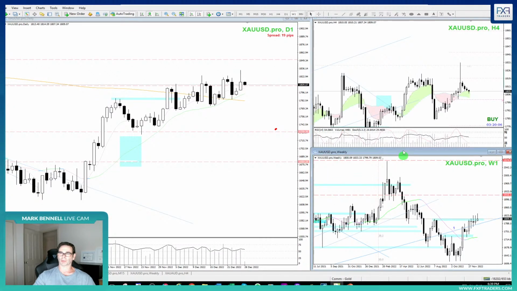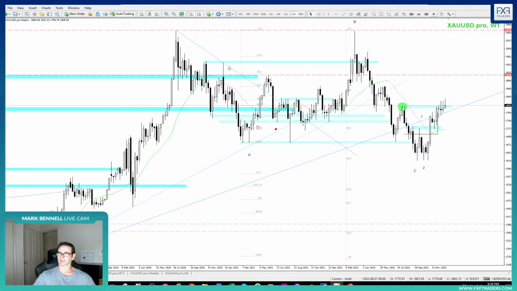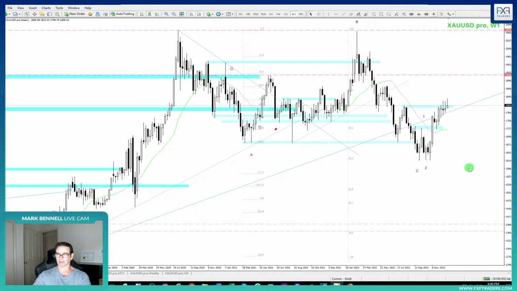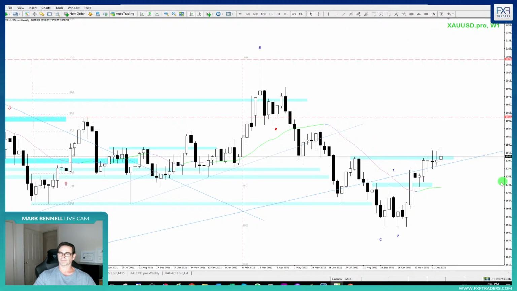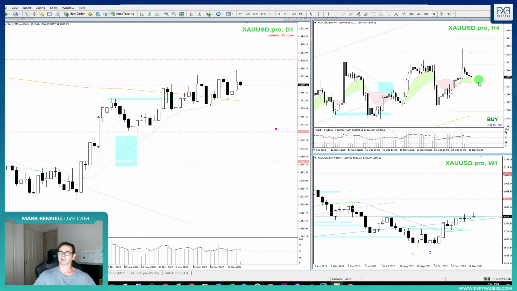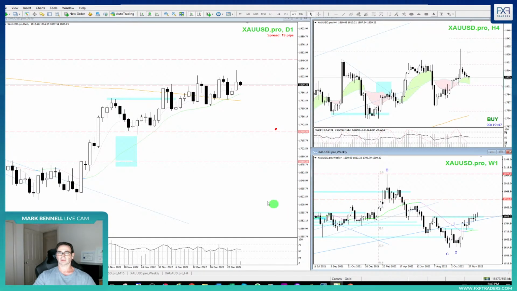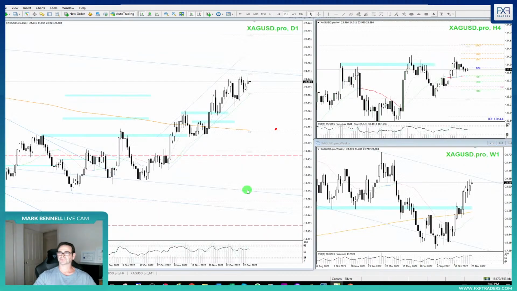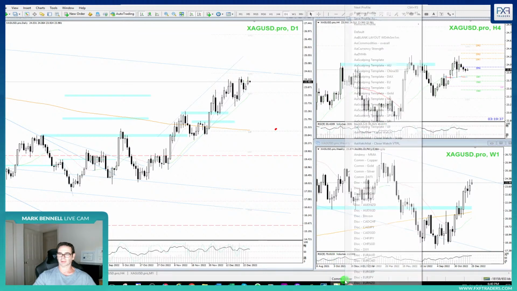And then when we look at the weekly, well, look, it's testing weekly resistance. Just grinding higher, isn't it? So, yeah, it's kind of a bit tough. Silver, very similar. Got no resistance though, except the trend line.